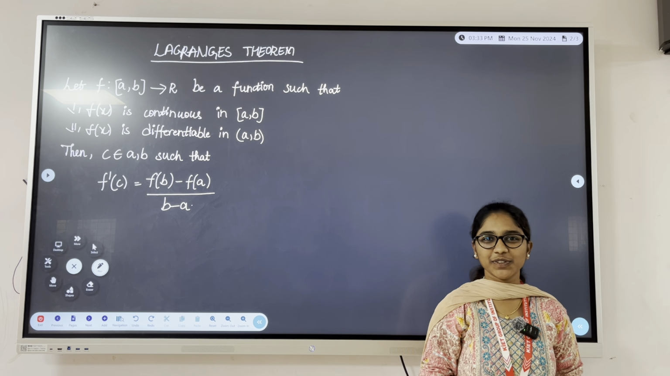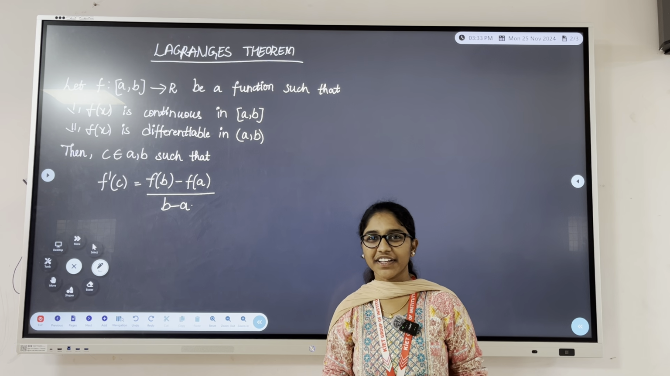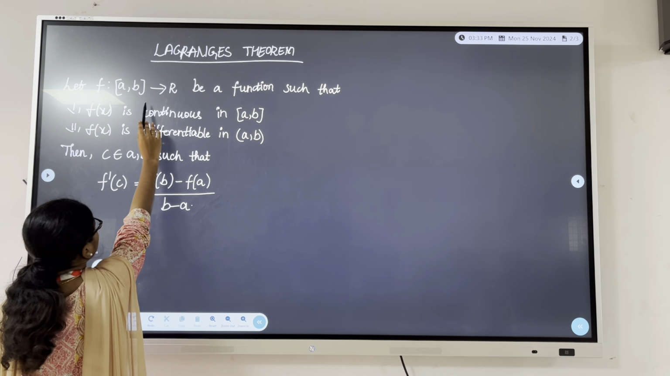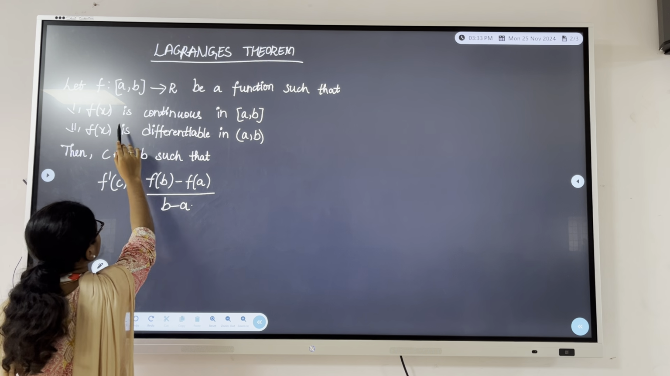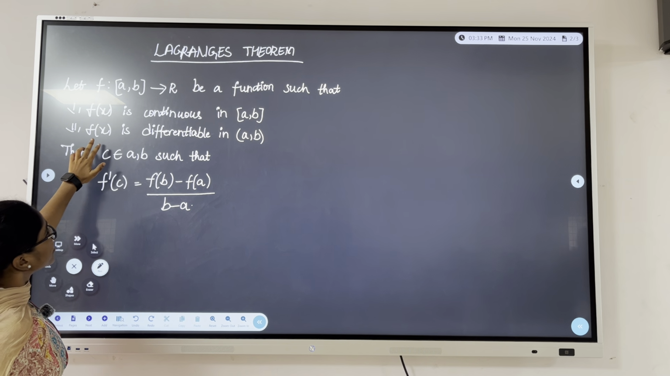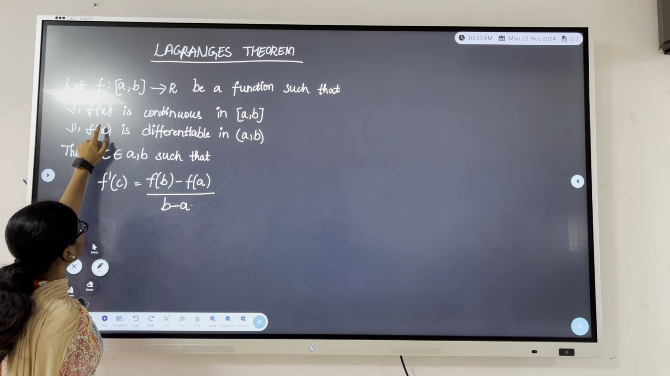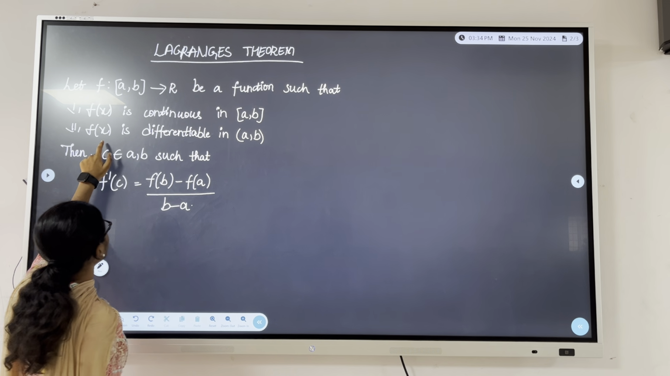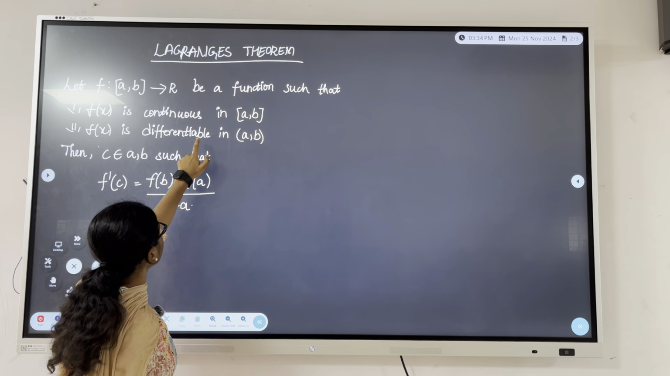Today I am here to explain about Lagrange's theorem. Firstly, let us see the statement of Lagrange's theorem. Let f of x, f maps a to b gives R, be a function such that f of x, here we have two conditions to prove that it's a Lagrange's theorem. First condition is f of x is continuous in a and b. Second one is f of x is differentiable in a and b.